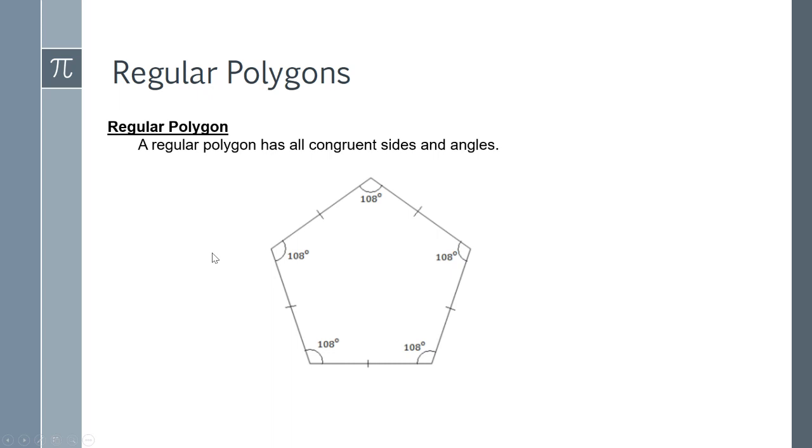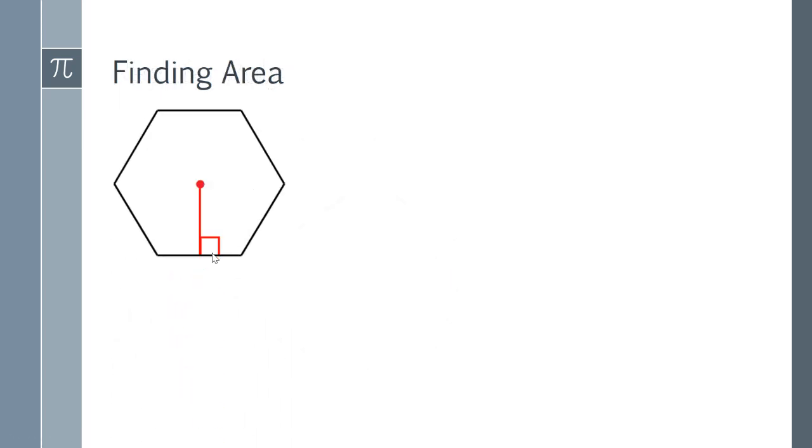Now, what makes finding the area of it a little bit different? Well, here is a regular hexagon. You notice what I've done here is I've drawn a center, and I've drawn a segment from the center at an altitude and a right angle to one of the sides. Well, that's what we're going to use to find the area of this hexagon. That's called the apothem, and the area is 1/2 the apothem, which is A, times the perimeter. So you'll need to find the perimeter of the object. You'll need to know the apothem. Then you follow this formula to find the area.